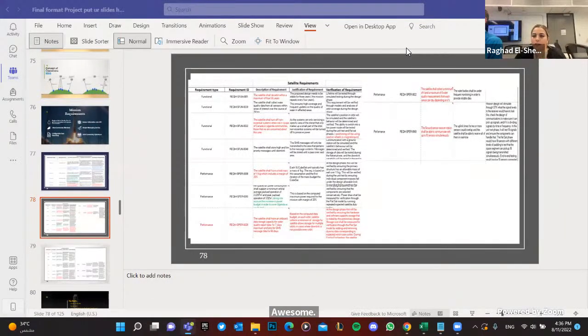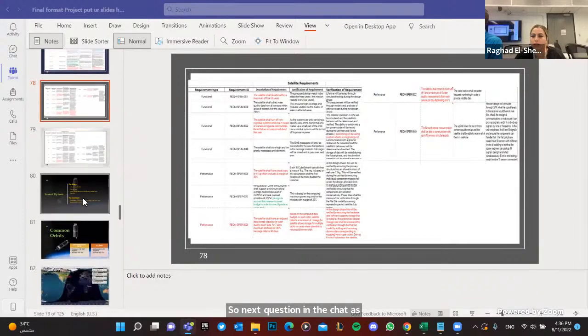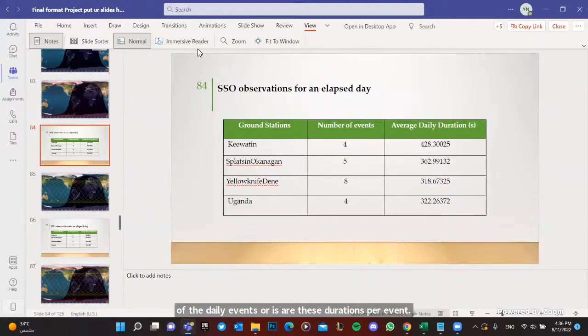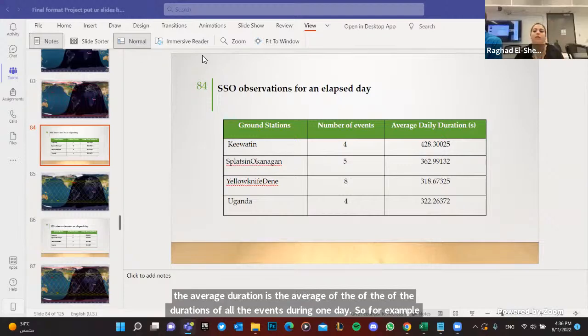So next question in the chat is from Derek again, saying, to clarify, the average daily duration is the sum of all of the daily events, or are these durations per event? Yes, the average duration is the average of the durations of all the events during one day. So, for example, we have 4 events in the Kiwatin station. We took the average of the 4 events and put it in the table. Okay. Per event. Yeah. Okay. Awesome.